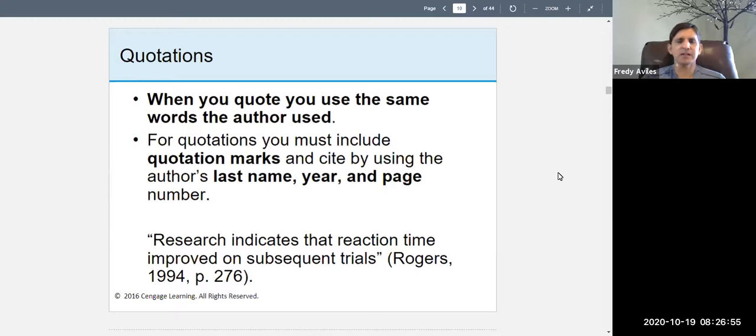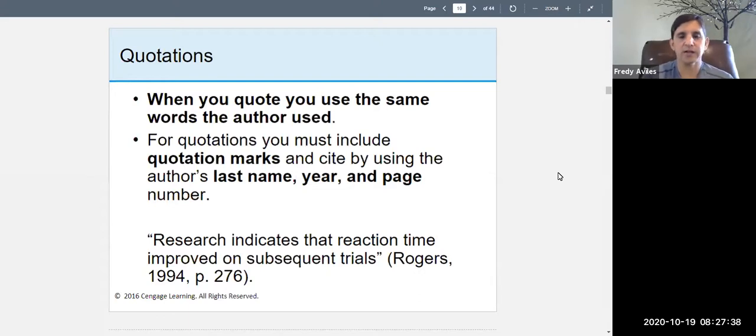And here's an example here. And I tend to use the same examples in some of my other classes, so some of you might have seen this before, right? But we have quotes here on what the author said, the author's own words. Research indicates that reaction time improved on subsequent trials, right? And then we give credit to the author at the end, and then parentheses, Rogers, comma, space, the year in which the work was published, comma, another space, p dot, and then the page number, and then the end parenthesis, and then the period. Notice the period goes at the end. The period does not go at the end of what the author said. It goes at the end of the citation, if you give the citation at the end.